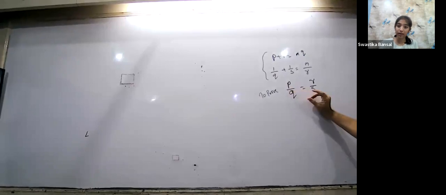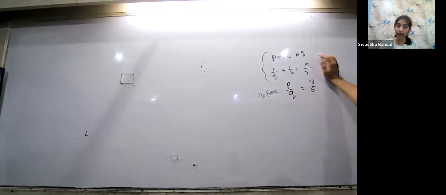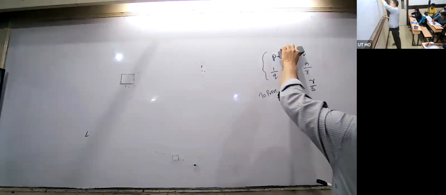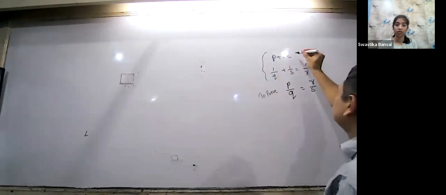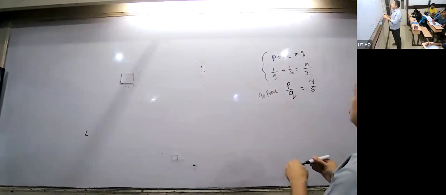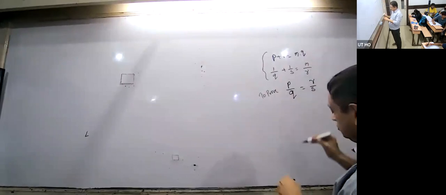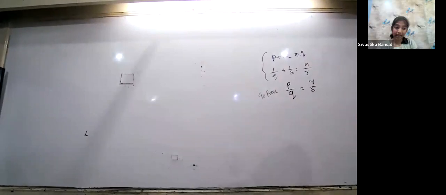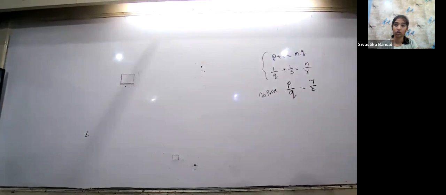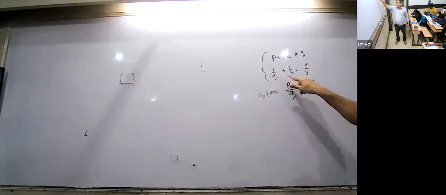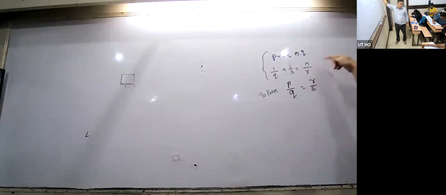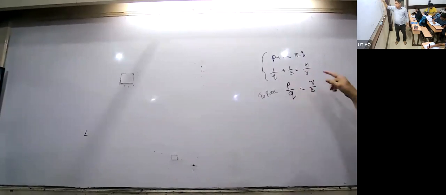Sir, the question is P plus R is equal to M into Q, right? And 1 by Q plus 1 by S is equal to M by R. To prove is this one.